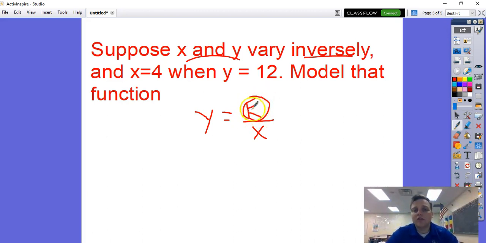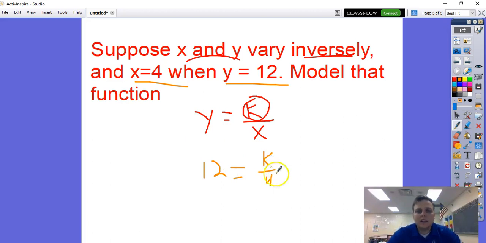I'm not trying to write a function where I can change k all the time. I'm trying to write a function so that I can plug in different x's and get different y's. K is just a constant number. I need to figure out what that constant number is. Well, I can use the given information from right here. x equals 4 when y equals 12. So I can say 12 is equal to k over 4.